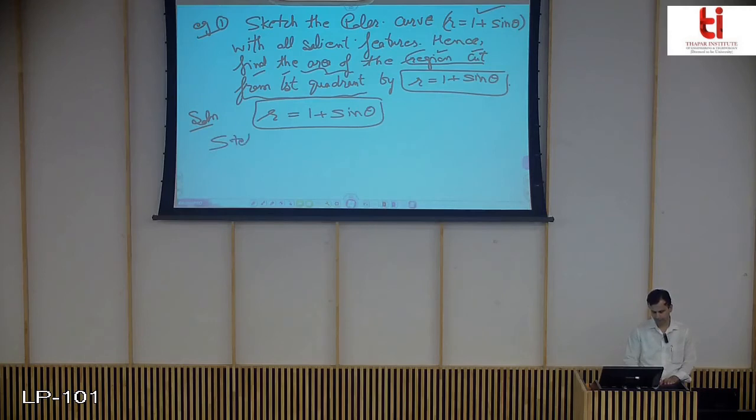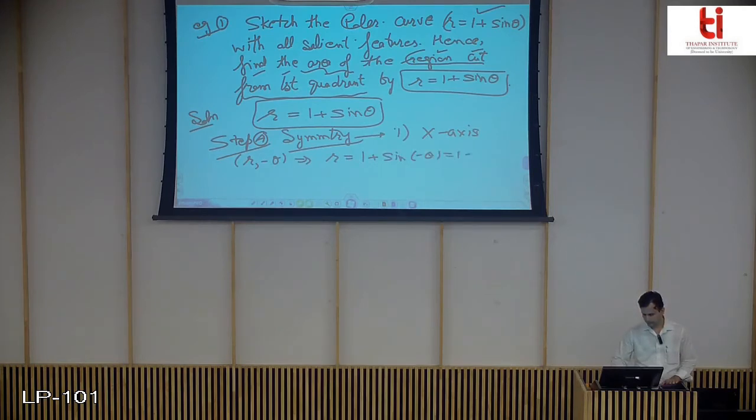So step 1, symmetry. While attempting on paper, it is not necessary to write symmetry. Just start with your x-axis. Let us have two points. First is r, minus theta. Here r is 1 plus sine of minus theta, so 1 minus sine theta. So clearly it does not satisfy. The curve is r equals 1 plus sine theta, and putting in the point, we get r equals 1 minus sine theta.